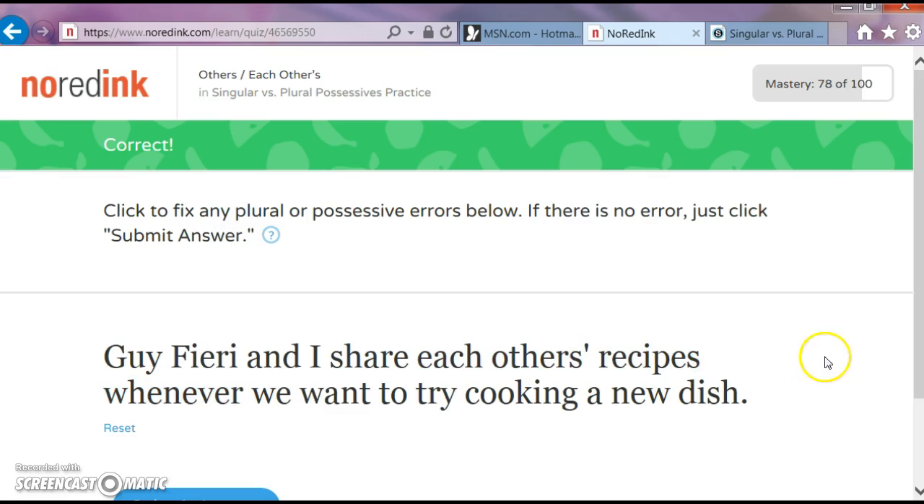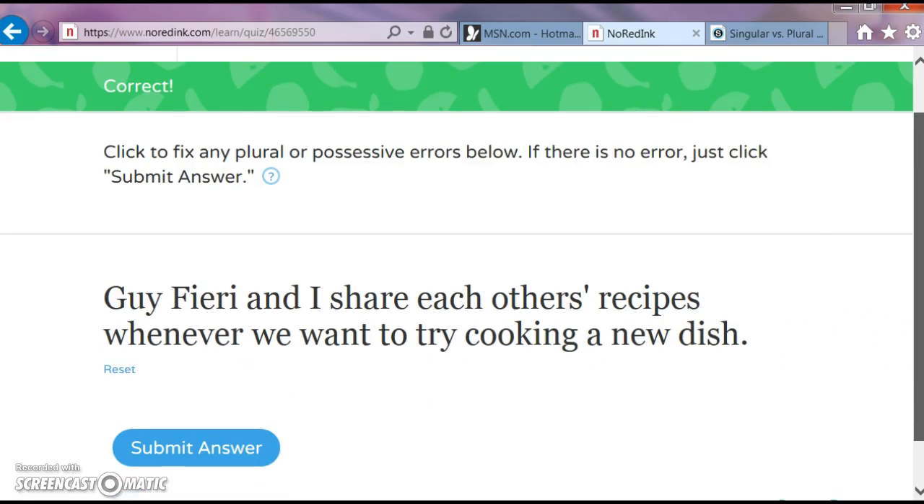So once you get to this point, you know you're doing pretty well and you want to simply keep on going until it shows you that you have mastered this. And believe me, it'll let you know.